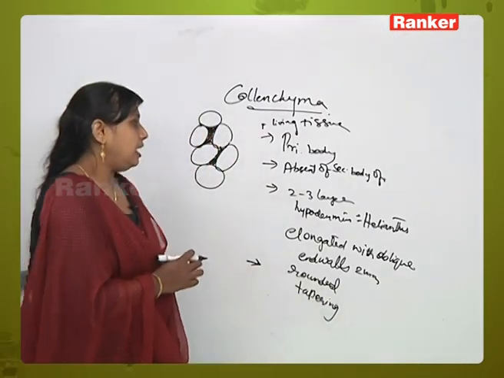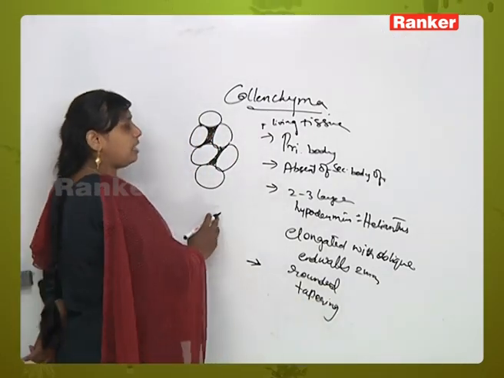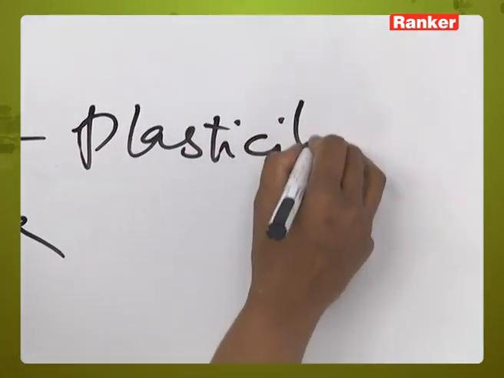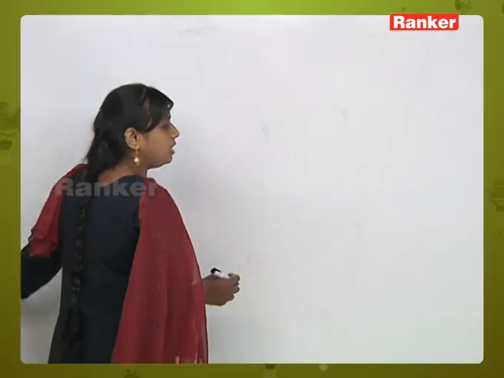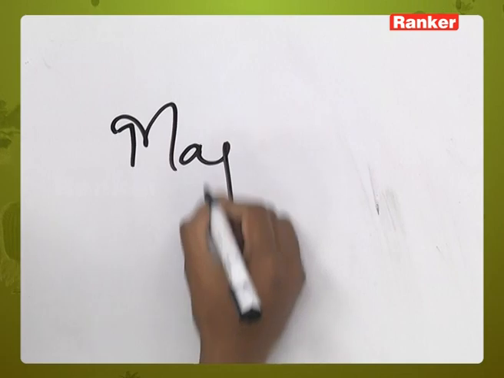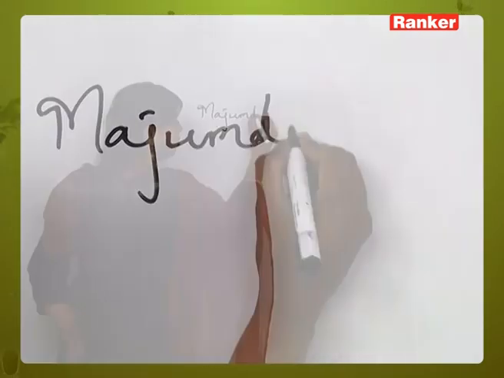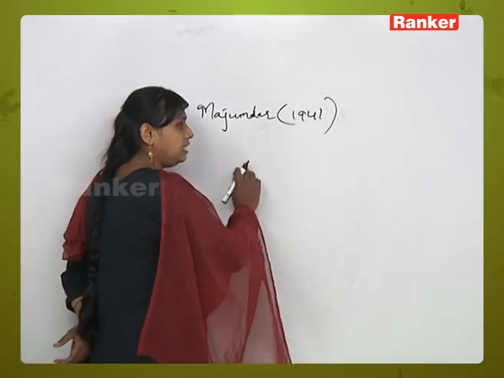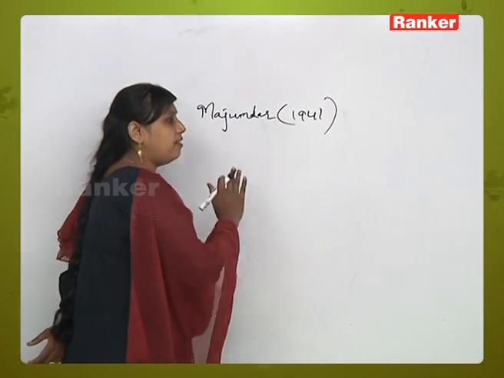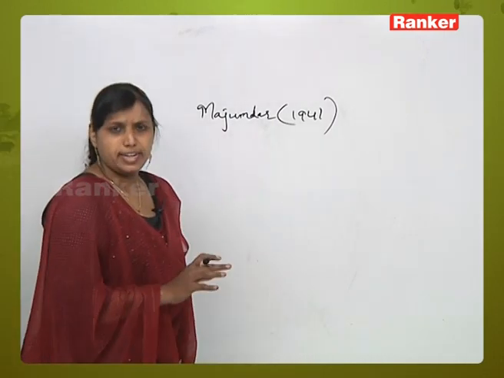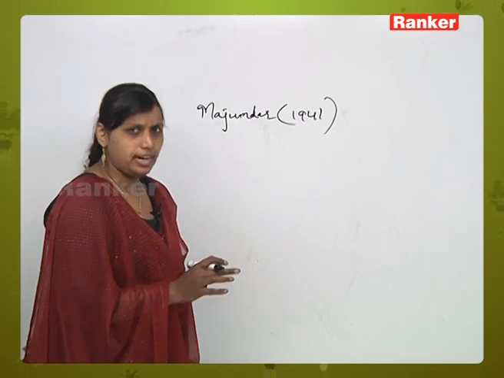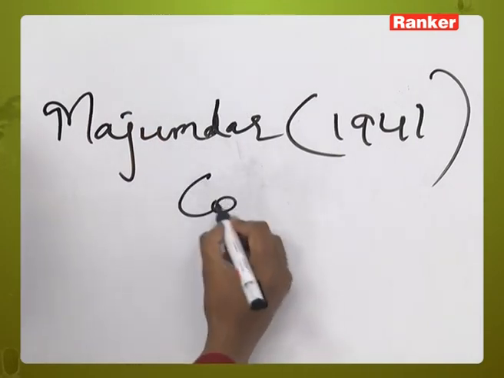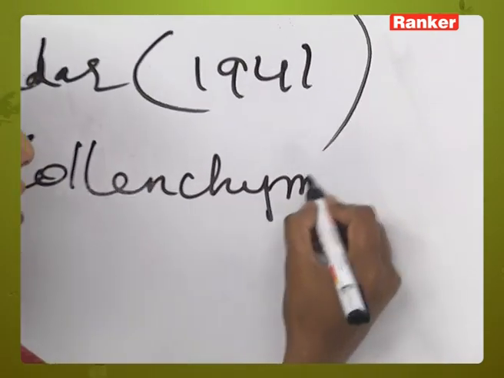Now, Collenchyma cells possess a property of plasticity, and there was an anatomist called Majumdar. In the year 1941, he divided these cells, which have an elongated structure with oblique end walls, or rounded or tapering ends, and thick cell walls, into 3 types.